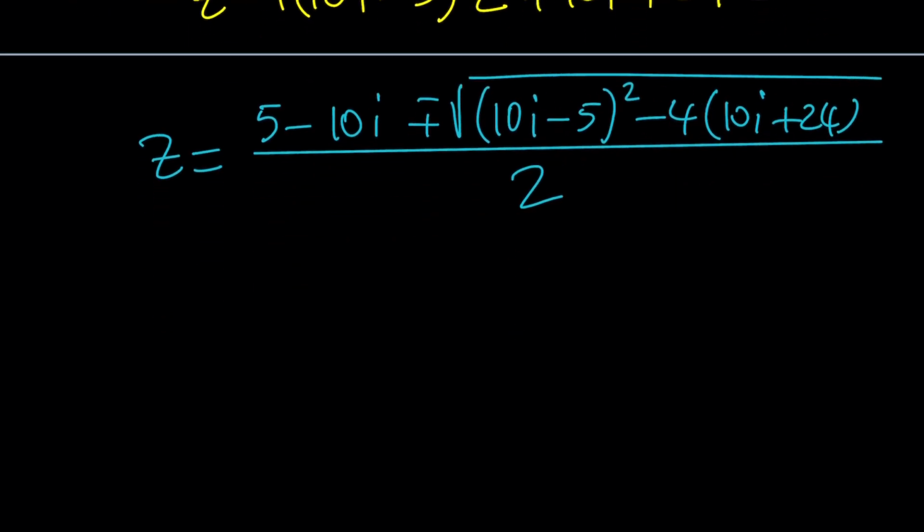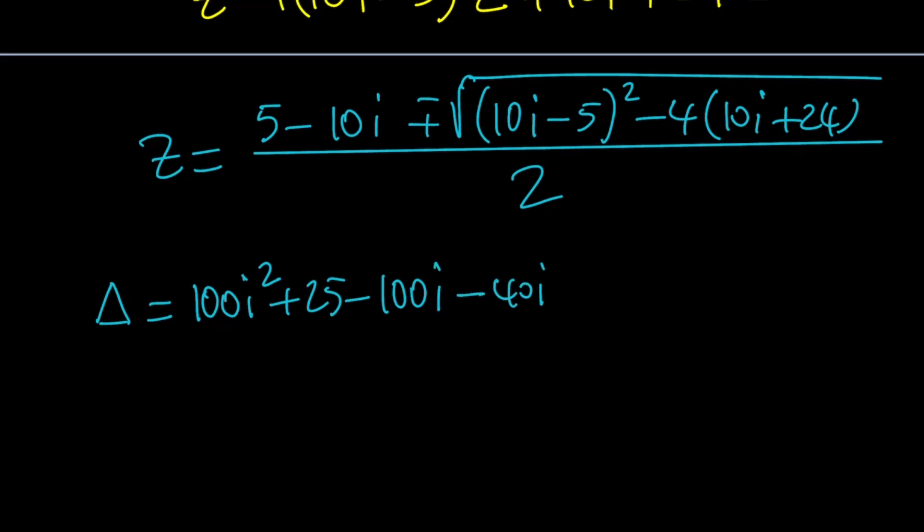Awesome. Now, let's simplify what's inside the radical, and then we're going to place it in there. I don't want to write everything all the time. If you square 10i minus 5, so in other words, I'm evaluating the discriminant or delta, right? I'm going to square 10i, which is going to give me 100i squared. Let's do it that way first. Plus 25 minus 100i, because I have to double it. Remember the 2ab. And then minus 40i minus 96. Now 100i squared is -100 because i squared is -1.